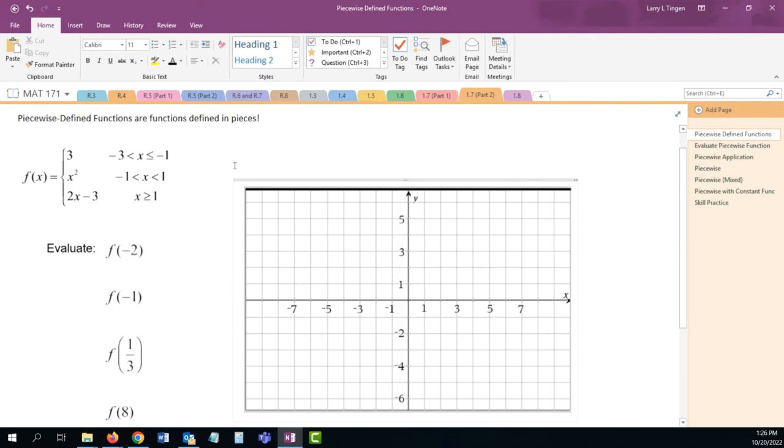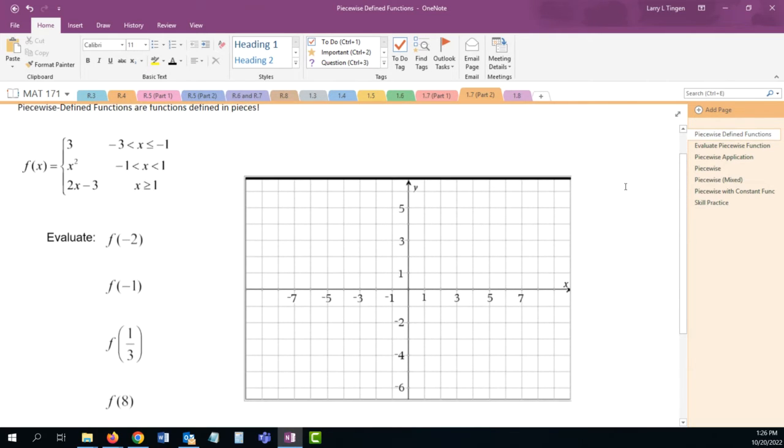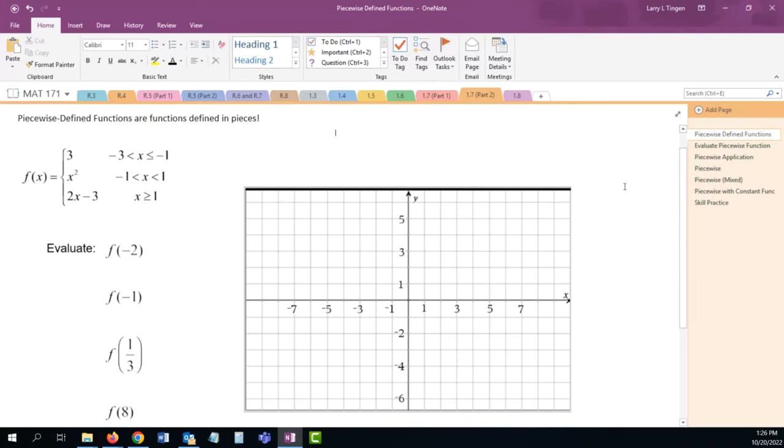So on part of this graph, when f of x is equal to 3, that's going to be constant. Sometimes it's going to be quadratic, a parabola, and sometimes it's going to be linear. So the question asks us to evaluate 5 different values. We're not going to try to draw it yet, but we do want to talk about it and see if we can make sense of this.